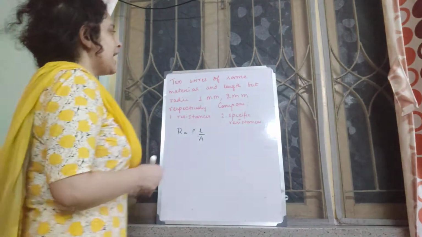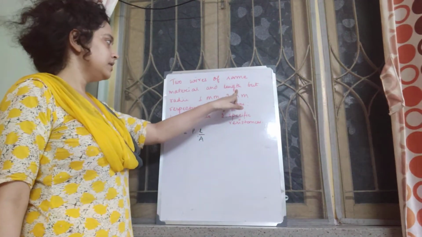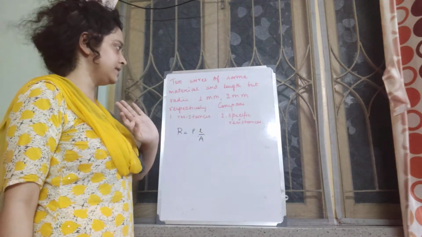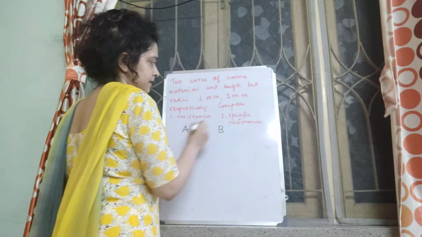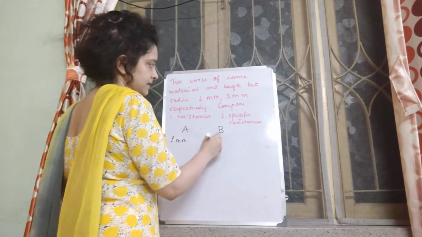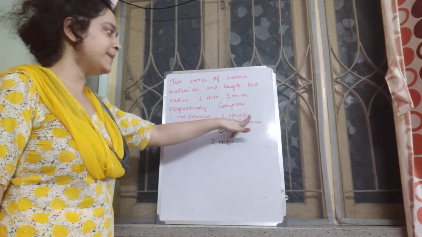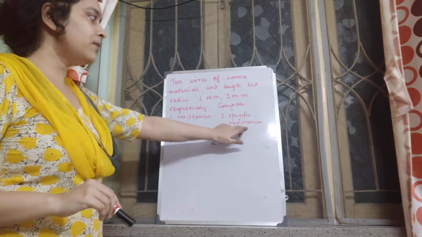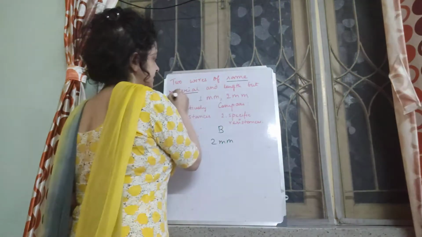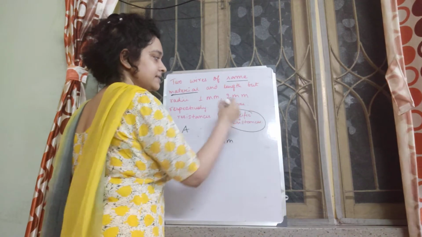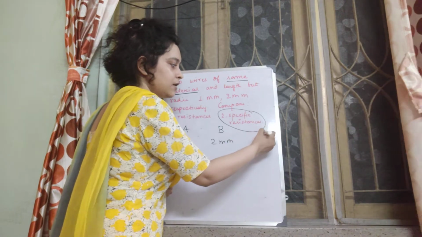Now see, if you have a sum: two wires of same material and length, but radii 1 millimeter and 2 millimeter are given. So you have two wires, A and B. One has radius 1 millimeter, another has 2 millimeter. You have to compare the resistances and the specific resistances. Second one is easy. Same material means the specific resistance for both will be same. So what will be the ratio? 1:1.